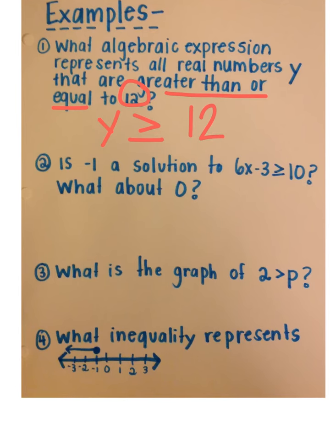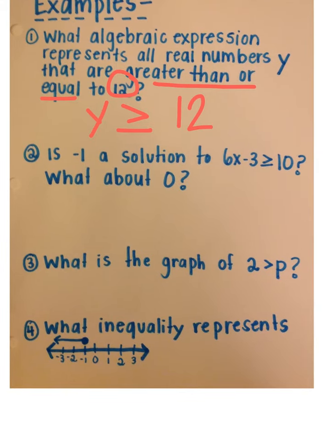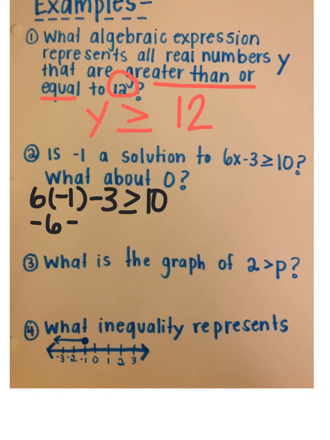All right, let's shift down to number 2. Is -1 a solution to 6x minus 3 is greater than or equal to 10? What about 0? Let's start with -1. Remember, this is where you just plug it in for x and see if the inequality is true. If 6 multiplied by -1 gives us -6, and we're subtracting 3, I'm going to be left with what? -9 is greater than or equal to 10?